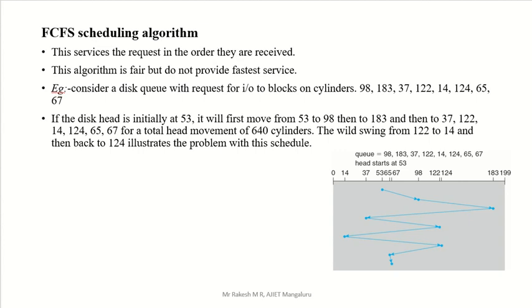First one is FCFS. What do we mean by FCFS? It is the first come first serve scheduling algorithm. It services requests in the order they are received. This is the definition of FCFS. The algorithm is fair but does not provide the fastest service. That is a disadvantage here, it is not fast. Example: consider a disk queue with requests for input output to blocks on cylinders.